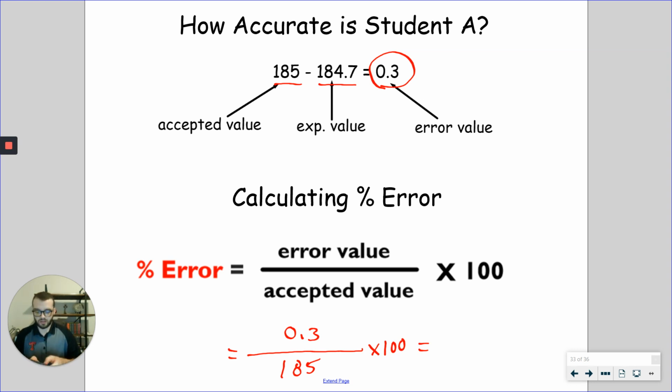I don't have a calculator in front of me, so I'm going to pull up my calculator app on my phone. 0.3 divided by 185 gives you 0.00162162. If I multiply that by 100, the error is 0.16%.